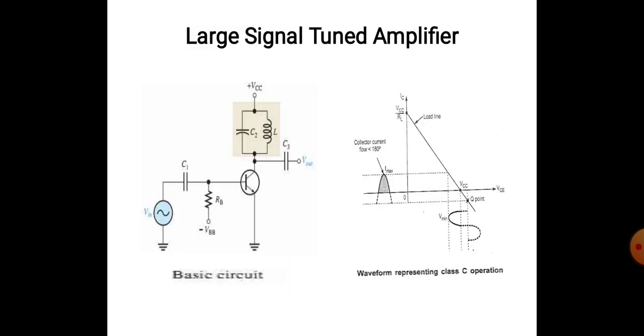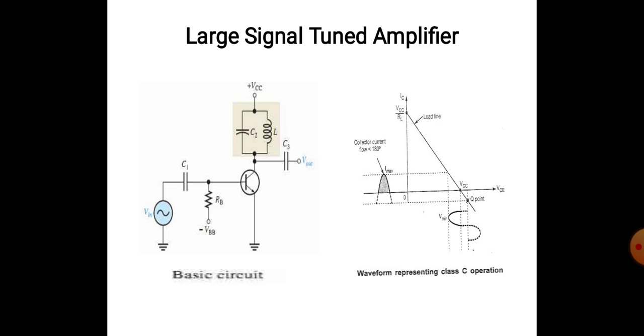Now comes the large signal tuned amplifier. As we know what a power amplifier is, the Q point fixation decides what kind of power amplifier it is. As we know, a Class C power amplifier uses the tuned circuit as the load. Here, the power supply VCC is connected to the tuned circuit, which is nothing but the parallel combination of inductance and capacitance as the load. So, the output is taken across this tuned circuit.